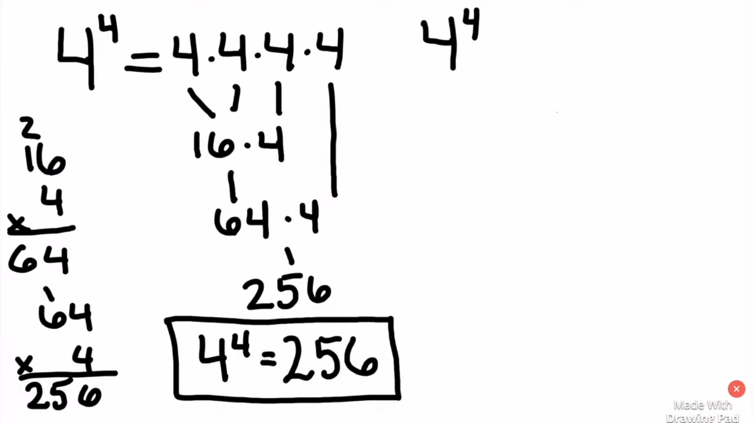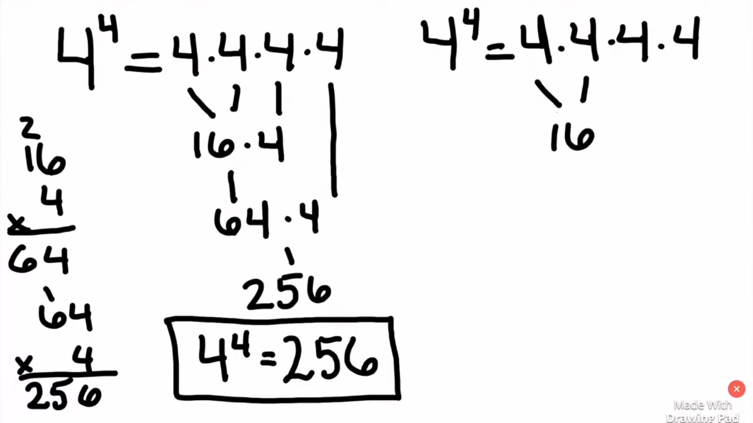Because multiplication is associative, we could calculate 4 to the 4th a different way. So first we write 4 to the 4th power in expanded form. Then we could multiply these two together and get 16, and then we could multiply these two factors together and get 16, and then multiply 16 times 16. Again, we would do that over to the side.